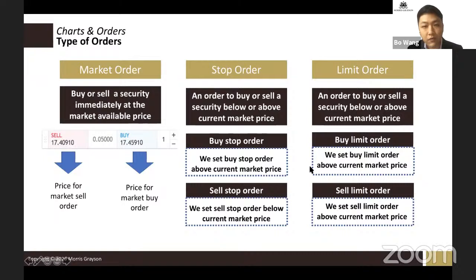There are 5 common forms of entry order: market order, buy stop order, sell stop order, buy limit order, and lastly, the sell limit order. For market order, we buy or sell the currency pair at the current market price. In the given example, the selling price for the Forex pair will be $17.41, while the buy price is $17.46 when we round it up to 2 decimal places.